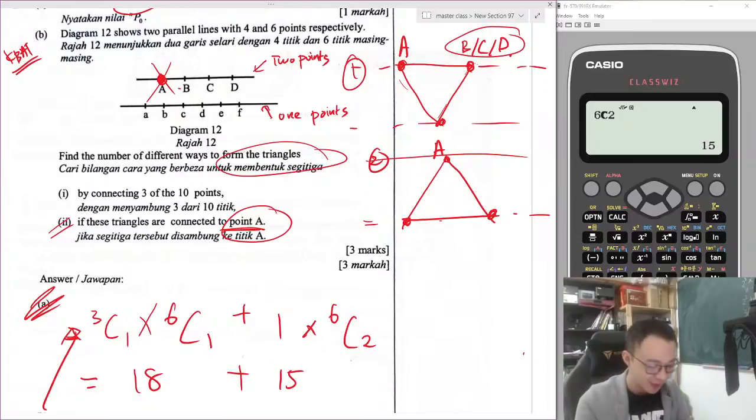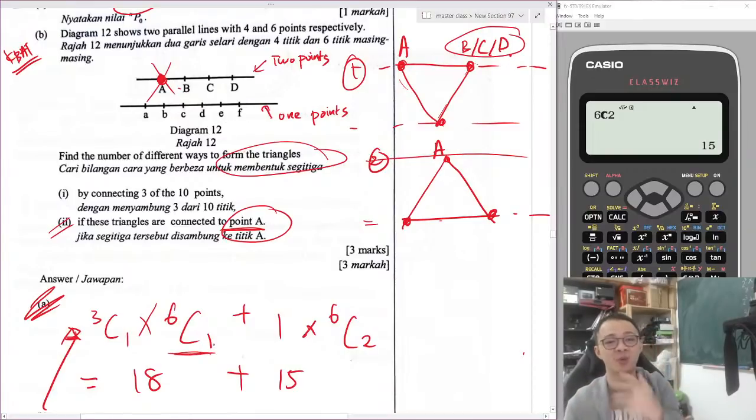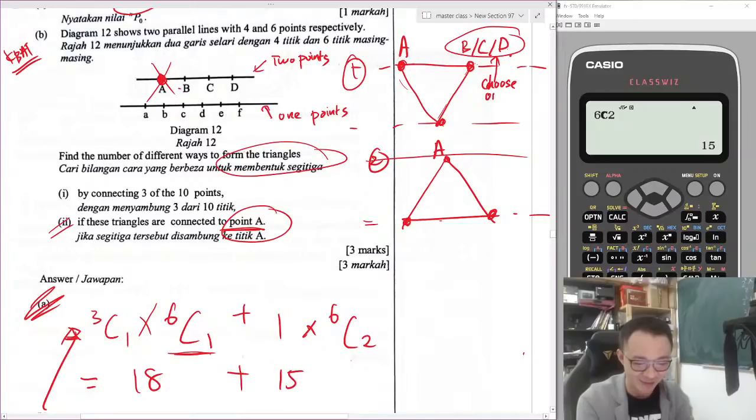Then 6C1 is, since on the top I will choose 2 points already, then at the bottom I only need to choose 1 point. Then of the 6 points, I only choose 1 point. Get the idea, right? It's not too complicated, right? I did write out for you B, C, or D. I will choose one from here.